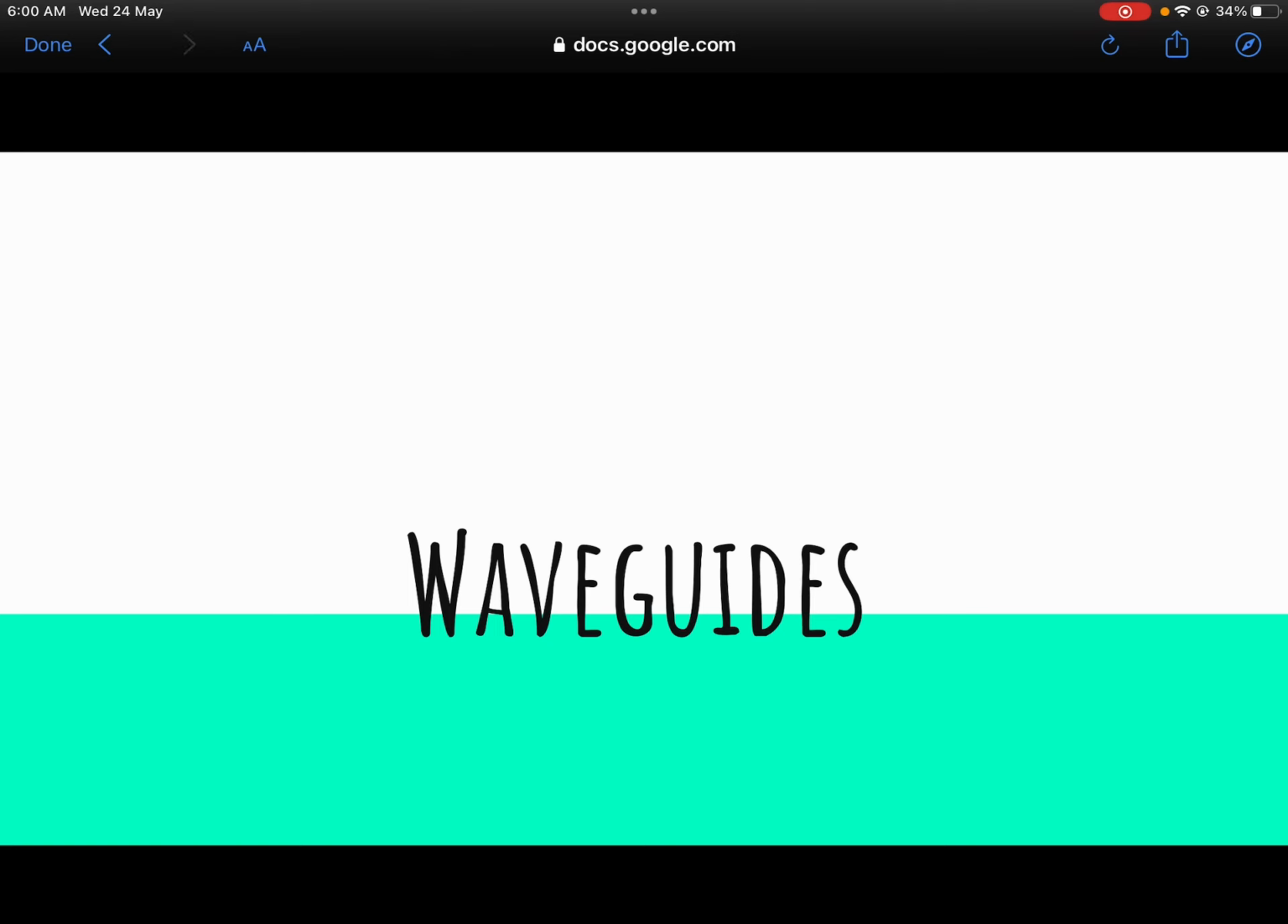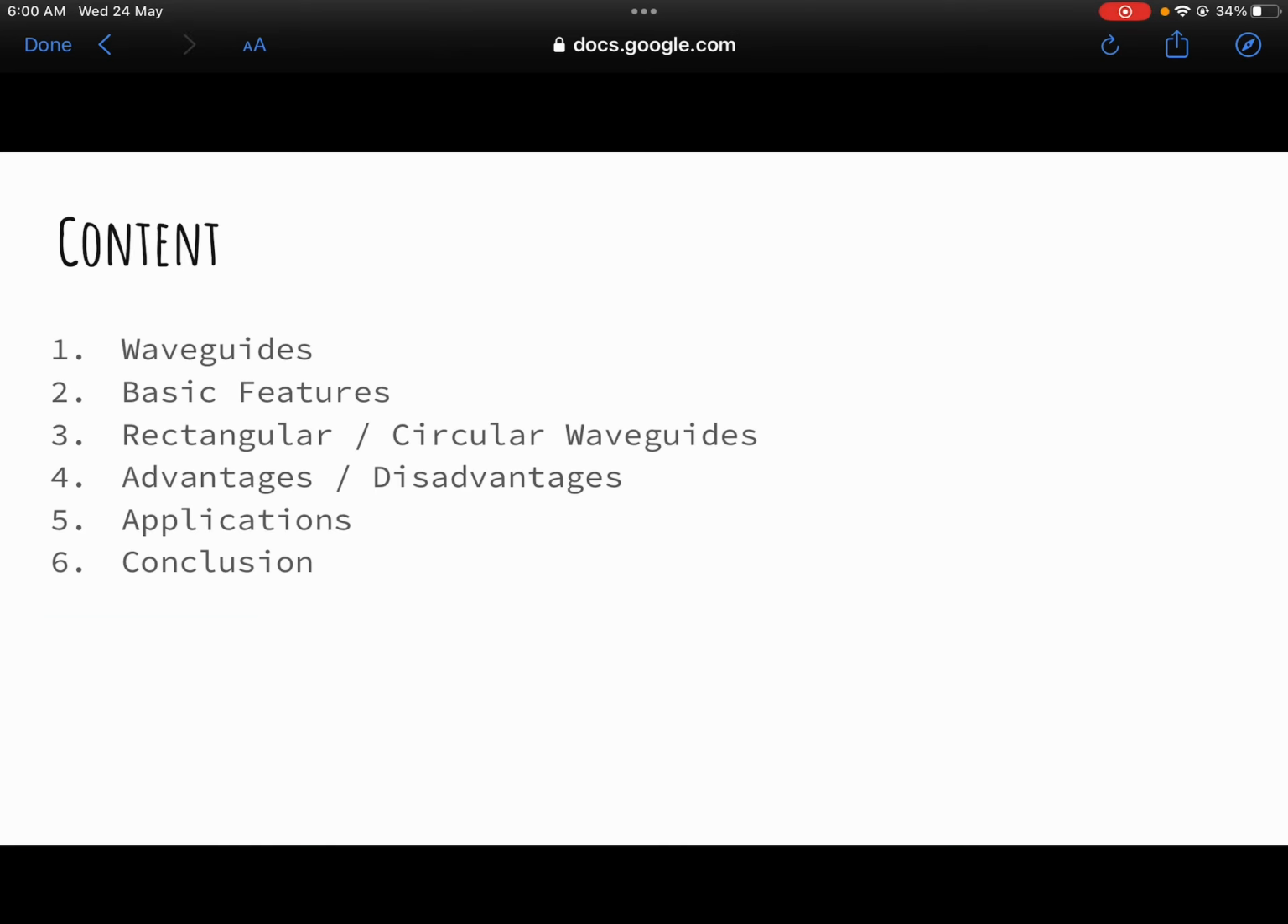So yeah, let's begin. Let's start by discussing the content of today's discussion. First, we will start with the definition of waveguides, then the features, then types of waveguides. After that, we will talk about the advantages and disadvantages of it. Then we are going to throw light on the applications of it, and lastly, we will conclude it.